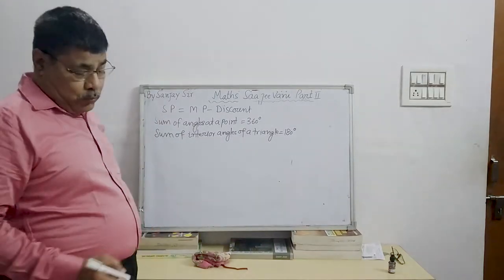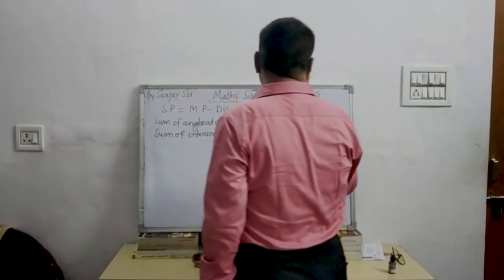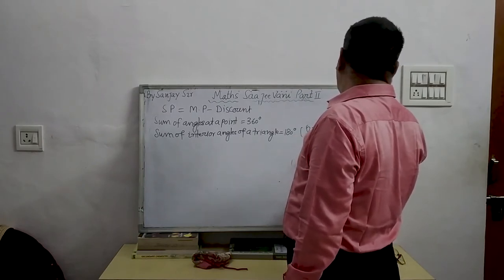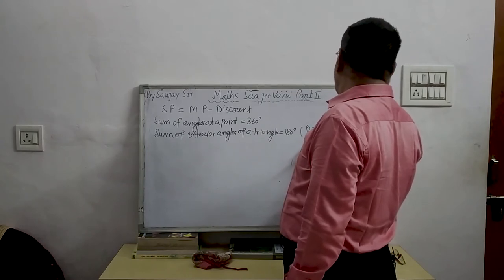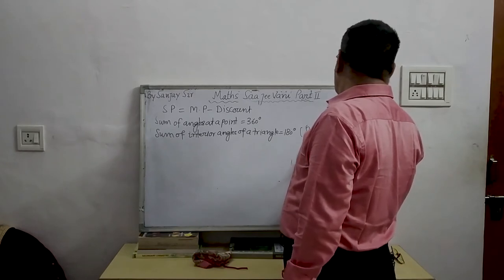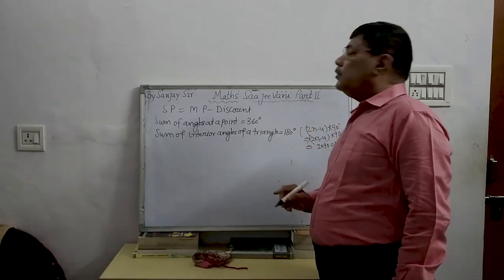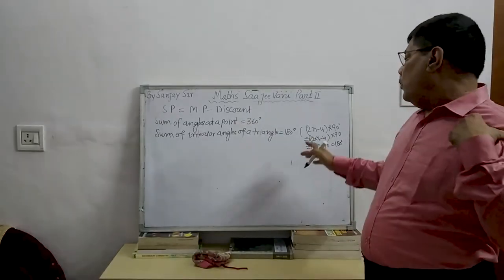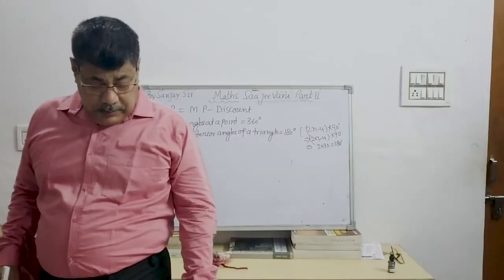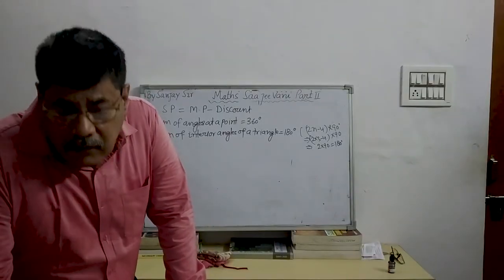Okay. There is a formula: (2n minus 4) into 90. So by this formula you can also find it out. Now here n is 3, so (2 into 3 minus 4) into 90, so you can get 2 into 90. You can find out the interior angles of any polygon by this formula (2n minus 4) into 90. Clear? Okay.